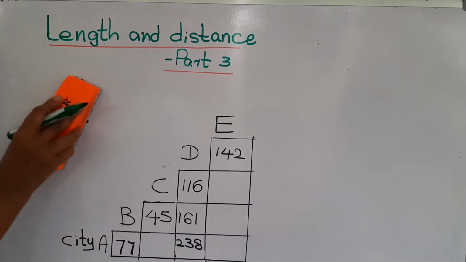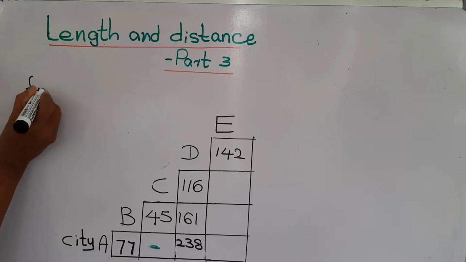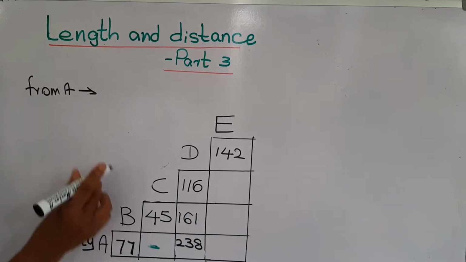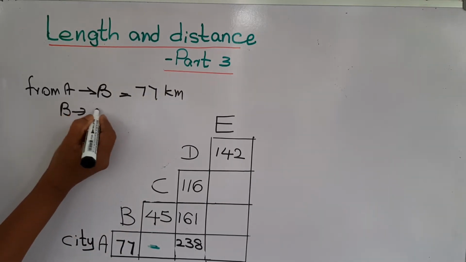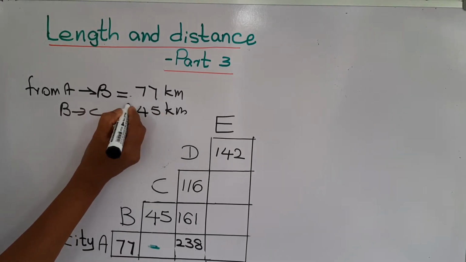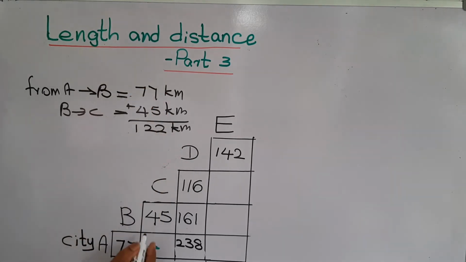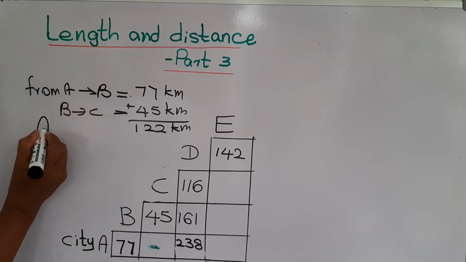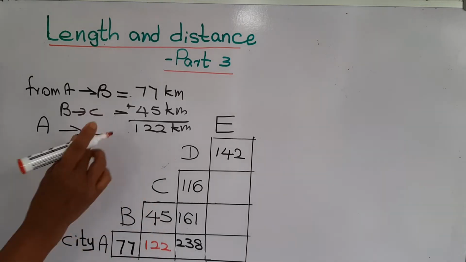Okay, we'll see now. Next, can we find from city A to city C? Yes, we have to find this. How are we going to find this? Yes, from city A to city B, how many kilometers are there? 77 kilometers. And here from city B to city C, that is 45 kilometers. How many all together? We are going to add these two together. That is 122 kilometers. From city A to city C, it comes here as 122 kilometers.